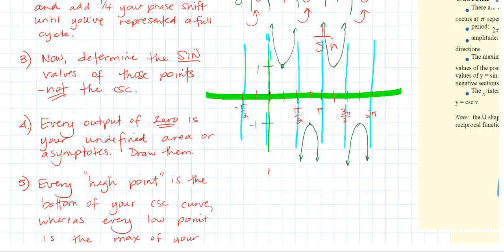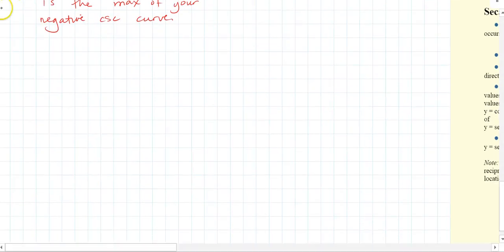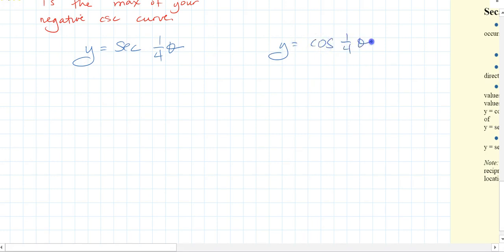Now the same thing happens on the secant. Let me do one of those. Okay, here is my value. So pretend it's y is equal to cosine 1/4 theta. I'm going to find this chart and do the exact same thing. First of all, I find my period. So 2 pi divided by 1/4 is 8 pi. So my period is 8 pi.